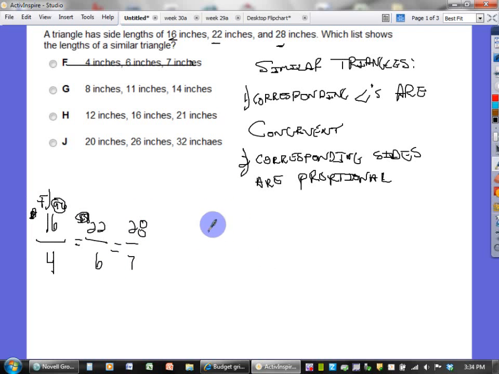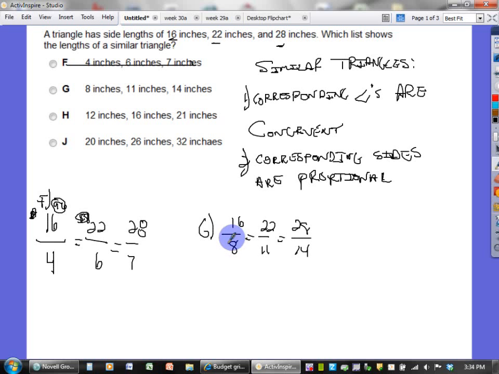Once again, this is letter G. We would go 16 over 8 equals 22 over 11, which equals 28 over 14. So once again, I'm going shortest side in the problem, shortest side in the possible answer. Middle side of the problem, middle side of the possible answer, long side over long side. So we can cross multiply, or this one will show you it's a little bit easier to solve this a different way. But anyway, let's go ahead and get the cross products.